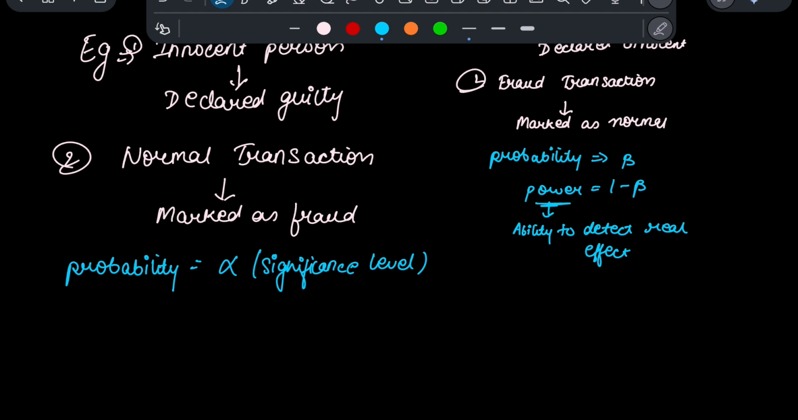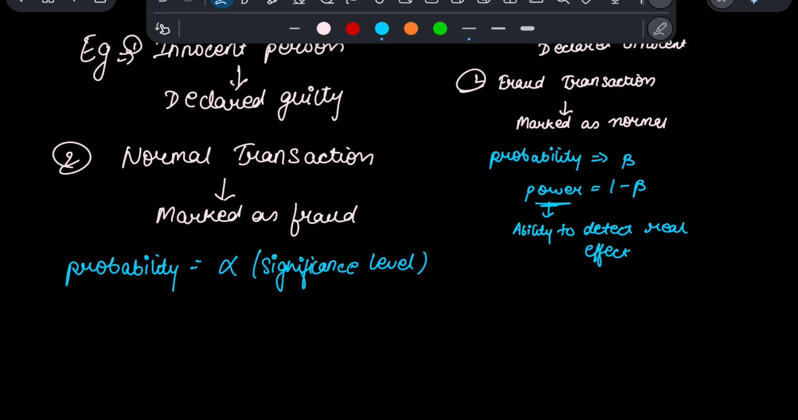So if you reduce the type 1 error, that is, if you make the alpha, that is the significance value, very strict, you increase the type 2 error. And if you reduce the type 2 error, you increase the type 1 error. So there is always a trade off between the both. This is known as a trade off, by the way.